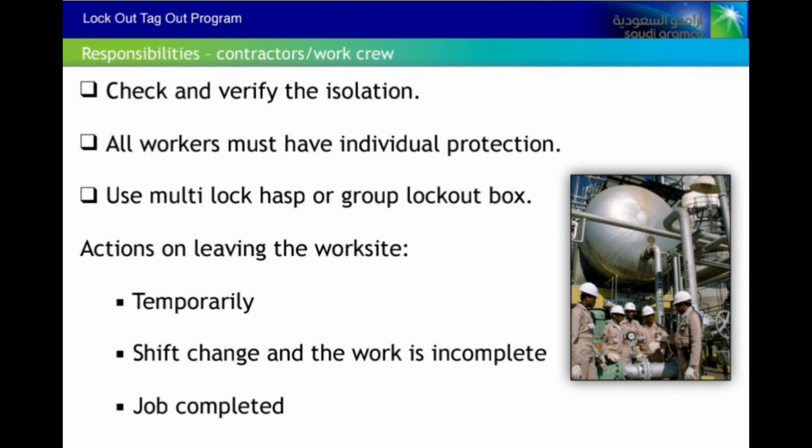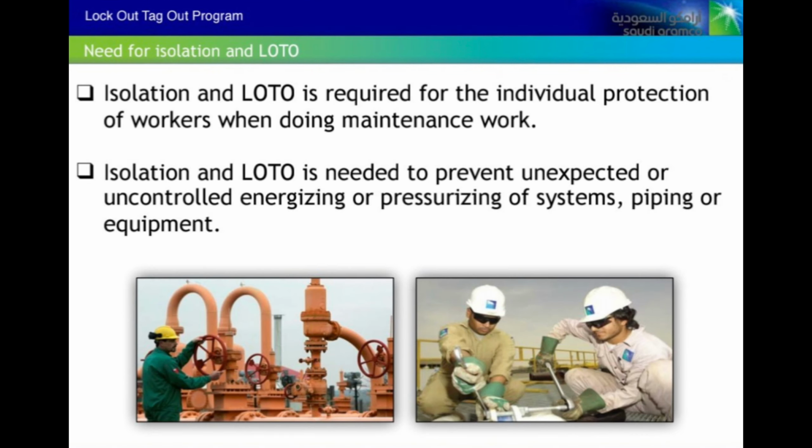Check and verify the isolation. All workers must have individual protection. Use multi-lock hasp or group lockout box. Actions on leaving the worksite. Isolation and LOTO is required for the individual protection of workers when doing maintenance work.